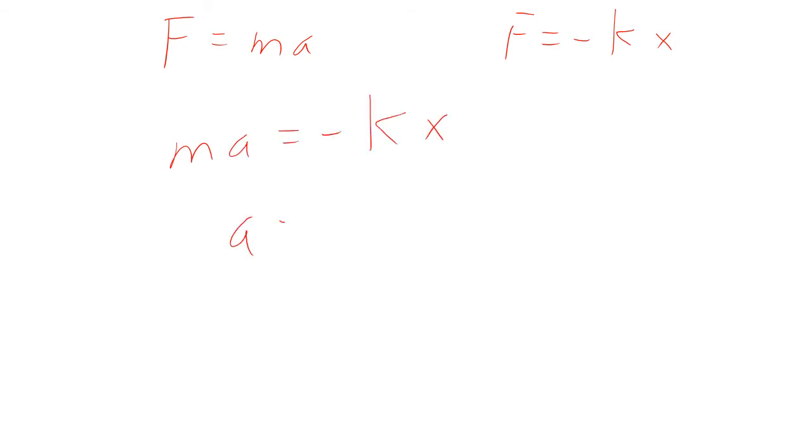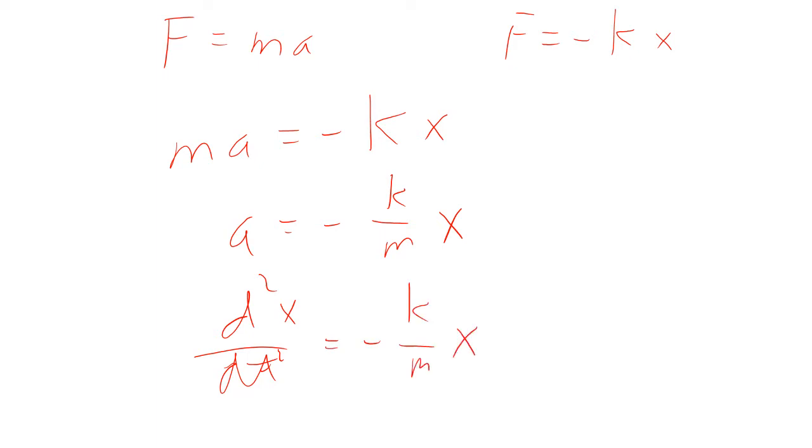So we know that the force equals ma. Well, the force is also equal to minus kx because of the spring that's doing it. So we can write ma equals minus kx. So a equals minus k over m x. So the second derivative of x with respect to time equals minus k over m x. So what we have here is an equation in x, and we want to solve that.